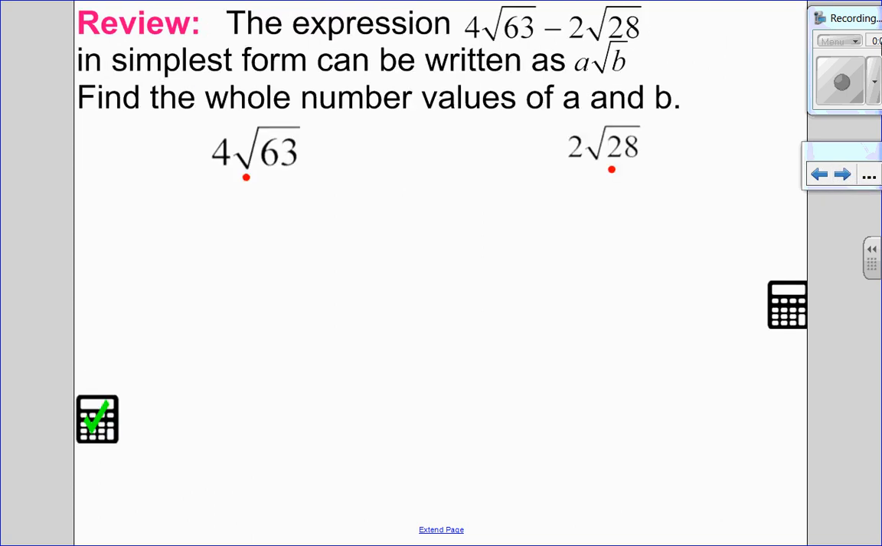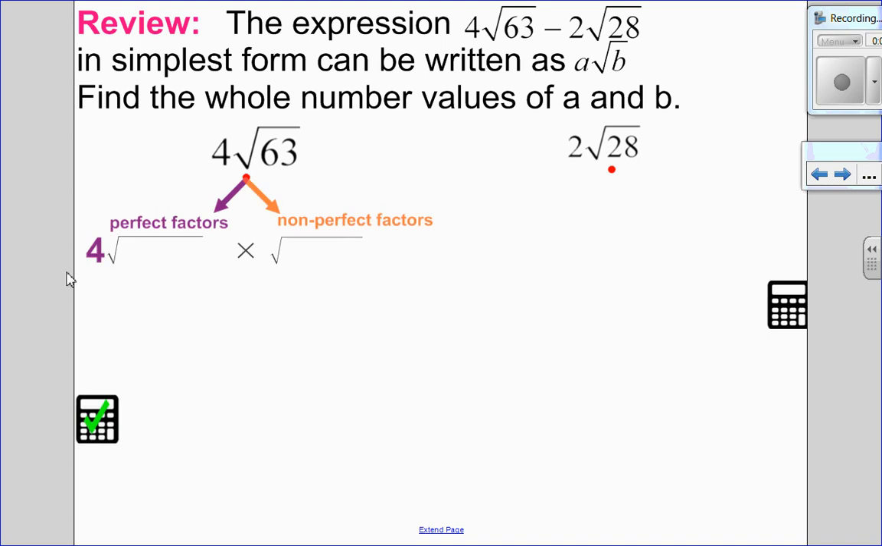Okay, this is a great numeric response question, the kind of question you could see on a check-in. Again, I would recommend pausing the video, trying the question, and then coming back. We have the expression 4 root 63 minus 2 root 28, and we want to simplify it into the form a root b. Let's first of all start by simplifying each one.